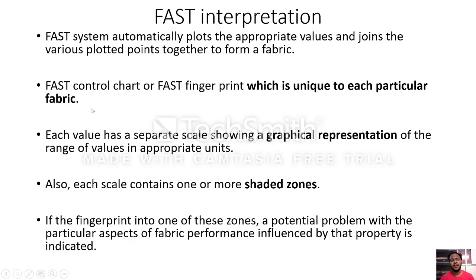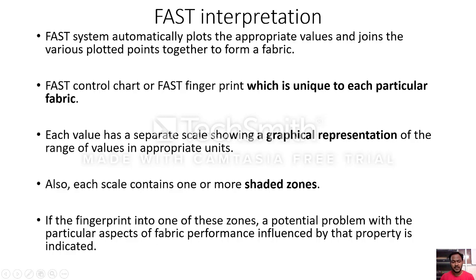Since it is a fingerprint, if you use different fabrics, you will get different control charts and different fingerprints. Each value you get from the FAST system has a separate scale showing a graphical representation of the range of values in appropriate units, which we are going to see. Also, each scale contains one or more shaded zones. These shaded zones show the problems that have occurred in the fabric.